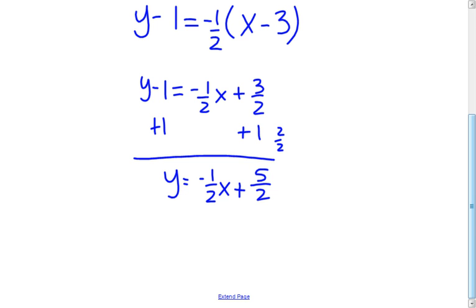Okay, so it crosses the y-axis at 5/2, has a slope of negative 1/2. That means you're going to go down 1, right 2 from your y-intercept.